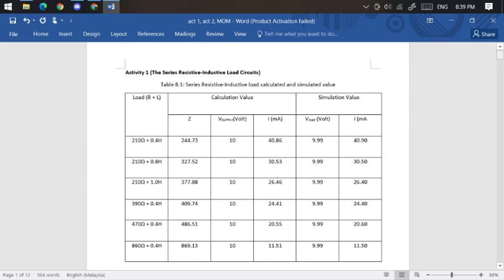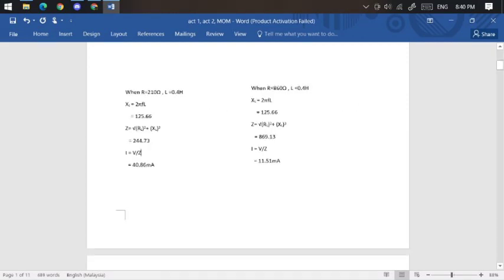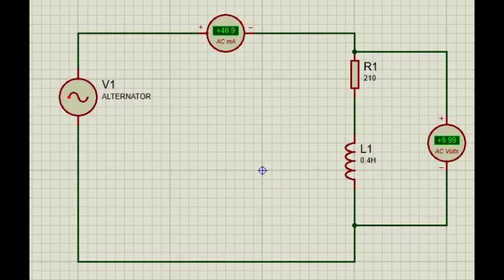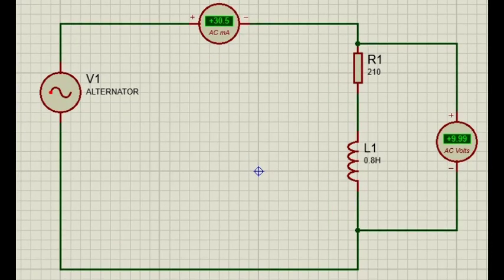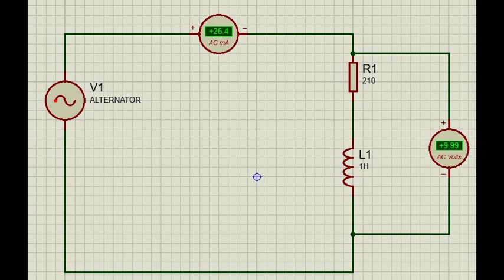AE190057. This table shows the answer for our activity 1, the calculation and the simulation value. This is the manual calculation for activity 1. As for the simulation, we arrange the component like the figure given in the lab sheet. Then we put the load value, which are the R1 and the L1. Then we get the current and voltage for the load value. Next, we repeat it using the different load value given. Record the value and put it in the table.